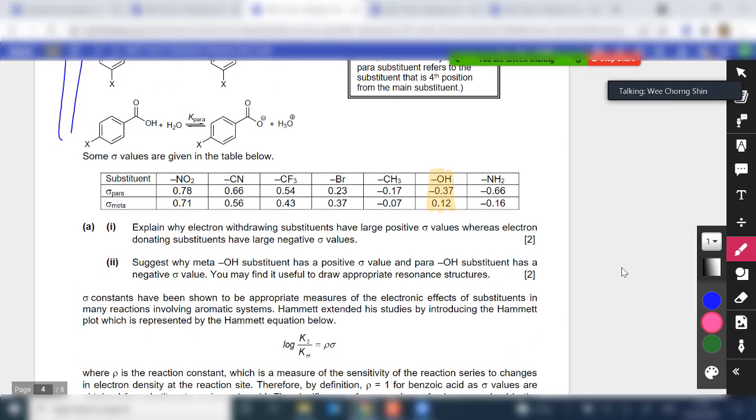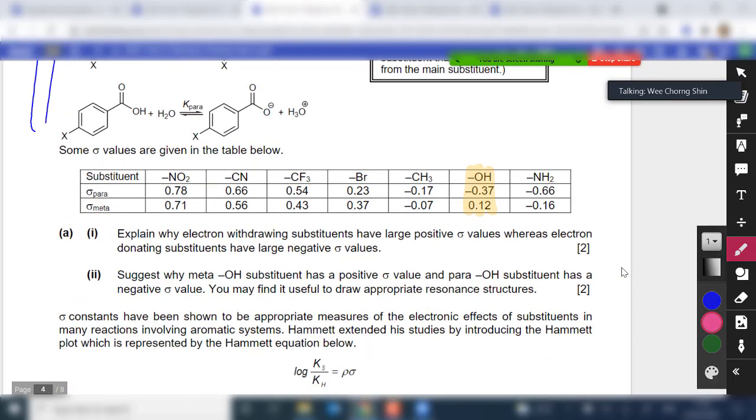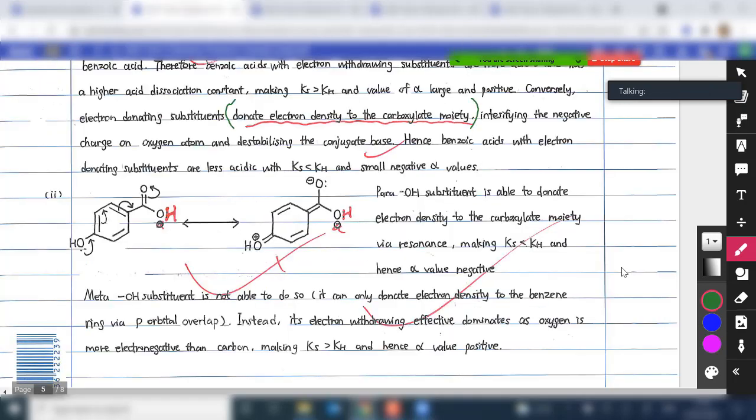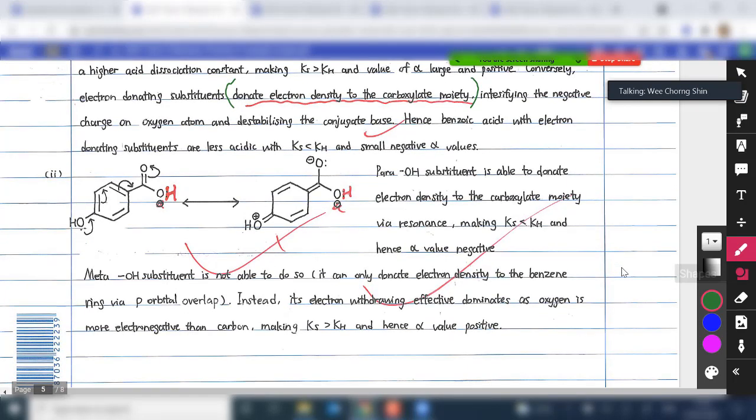This is the interesting part, which is asked over here. Why does meta OH have a positive sigma but para does not? So you may find it appropriate to draw resonance structures. Actually, in hindsight, your friend drew the one with the carboxylate anion. I think it's fine. There's nothing entirely wrong.